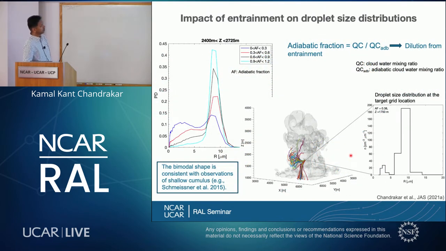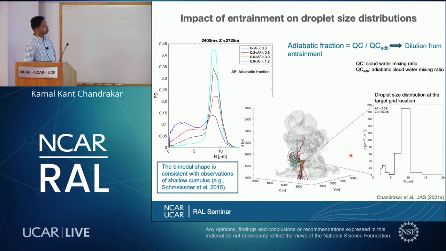So we also investigated the impact of entrainment mixing processes in the Doppler size distribution. And this is one example, Doppler size distribution from one altitude range. And we classified distribution based on adiabatic fraction. Adiabatic fraction is basically the ratio between the cloud water mixing ratio and its adiabatic value at a particular grid location. And it quantifies the amount of dilution through entrainment.